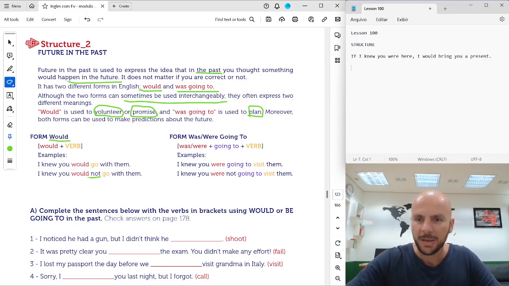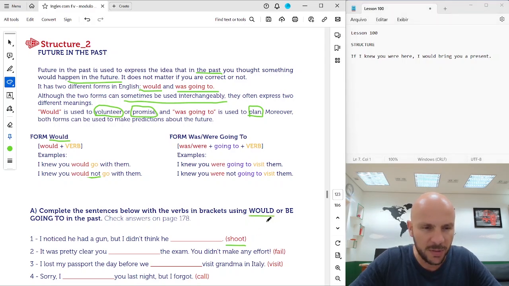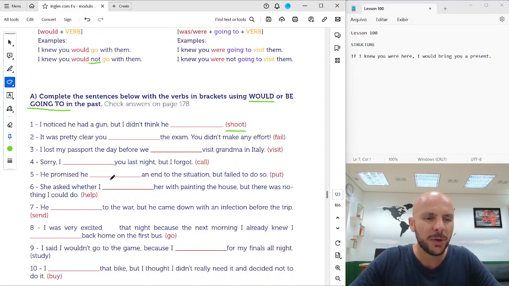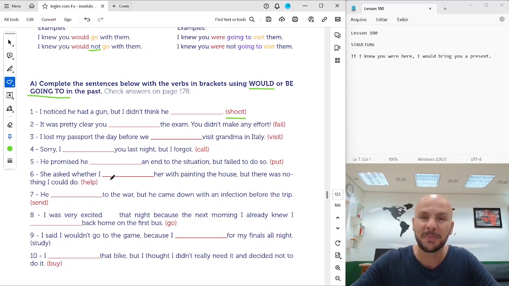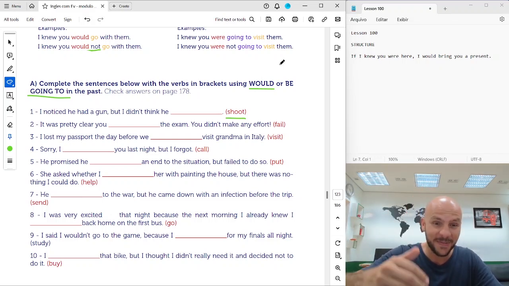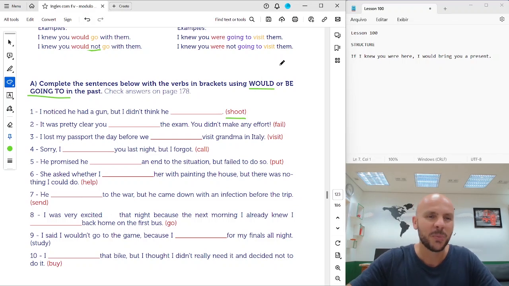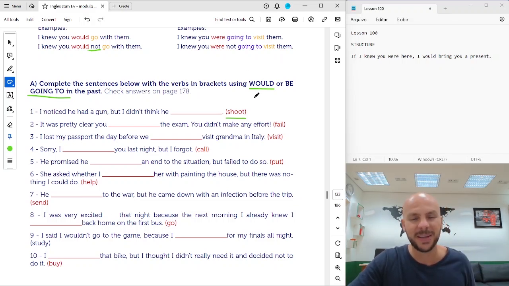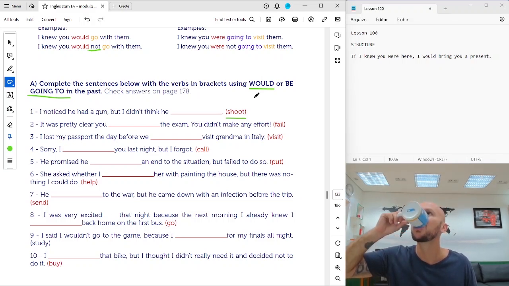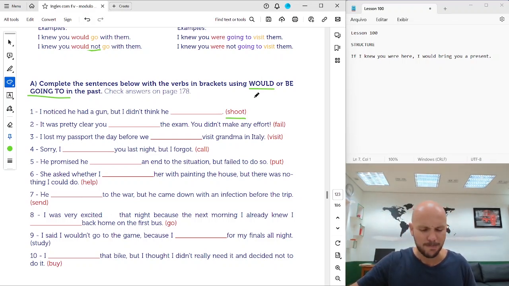All right? Beautiful. Complete the sentences below with the verbs in brackets. Brackets, parentheses. Using would or be going to in the past. So you're going to press pause now, and then you're going to complete these sentences. Okay? And after that, we are going to correct the sentences together. So press pause now and complete them with would or be going to in the past to talk about future in the past. Beautiful. Let's do it together.